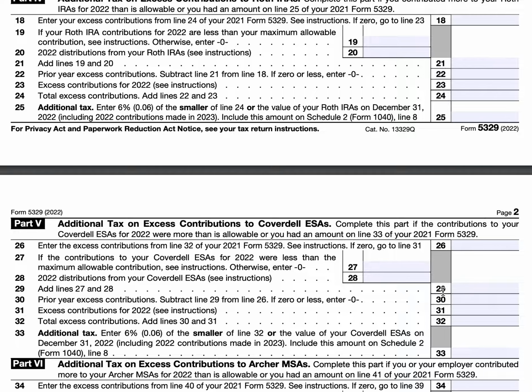In line 32, you will combine lines 30 and 31, and this represents your total excess contributions. To calculate your additional tax on line 33, you will enter 6% of the smaller of either line 32 or the value of your Coverdell ESAs as of the end of the previous tax year, in this case, December 31st, 2022. Include this amount also on Schedule 2, line 8.